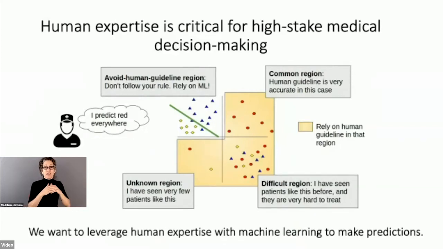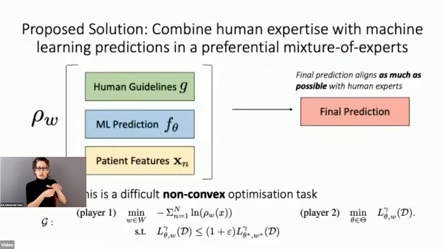So you can imagine a space of patients where in some regions the machine learning algorithm is very accurate, in which case we would rely on the machine learning, and other regions where human guidelines may be very accurate, or difficult, or unknown regions where very few patients exist, and in all these areas we would like to leverage human expertise. Our proposed solution combines human expertise with machine learning in a mixture of experts framework, where preference to human guidelines and accuracy are maximized simultaneously.